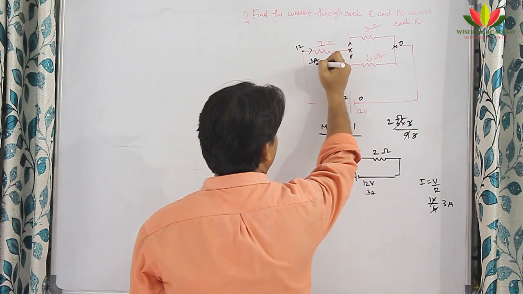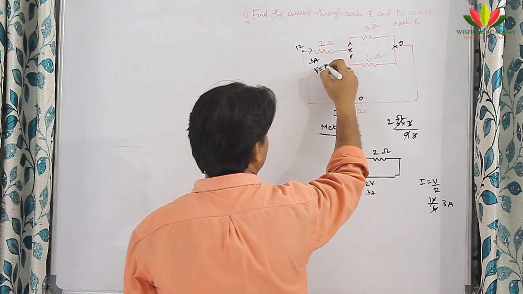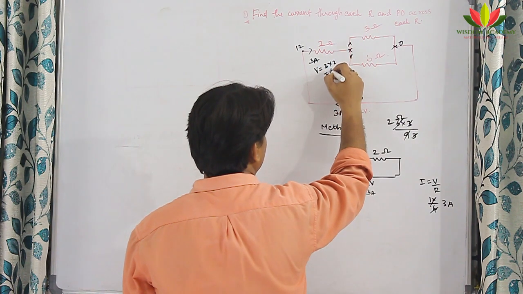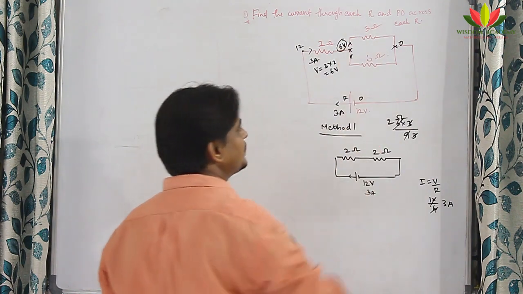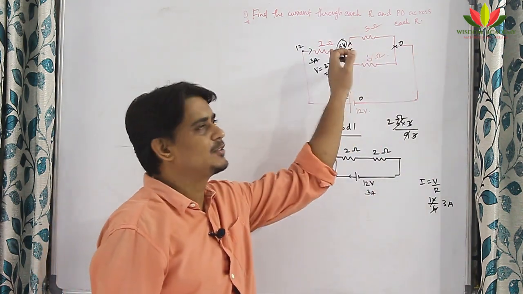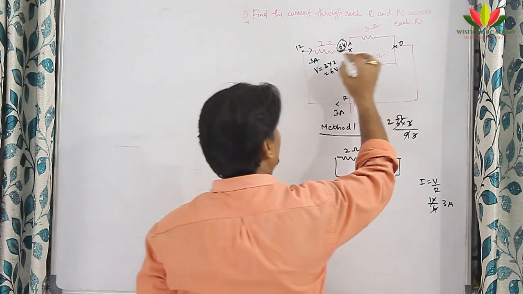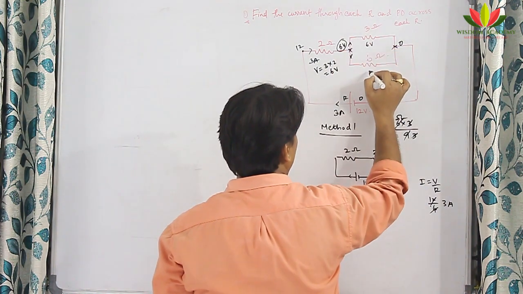See, here 2, here 3. What is V? V is equal to IR. I is 3, R is 2. So 6 volt will be dropped here. So what will remain here? 6 volt will reach here. 6 volt, 0 volt, 6 minus 0, 6. So the potential drop across each resistance is 6 volt.